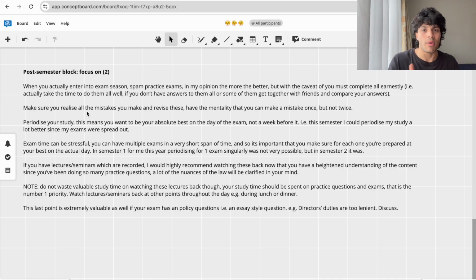And really, if they went back, they'll realize they've been making the same mistakes over and over and over again. The whole point of doing these practice exams is to learn from your mistakes and not repeat them. Really have the mentality that you can make a mistake once, it's okay, but don't do it twice. Obviously, sometimes you will make a mistake multiple times, and that's okay. But really put a focus on not trying to do that. Have the intention of not making the same mistake twice.